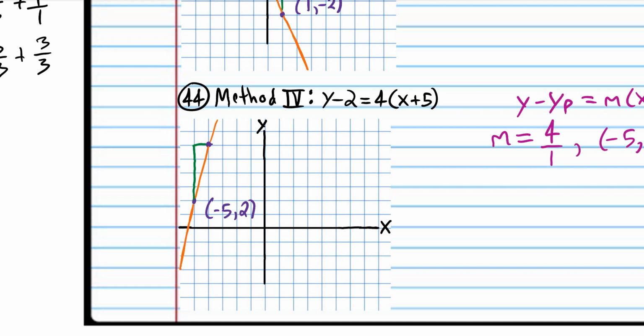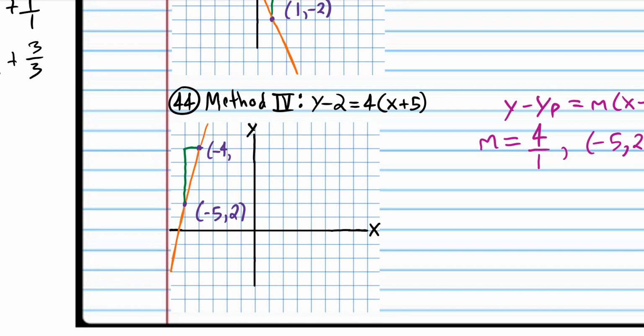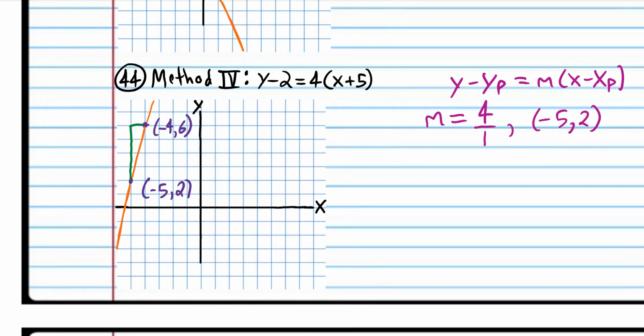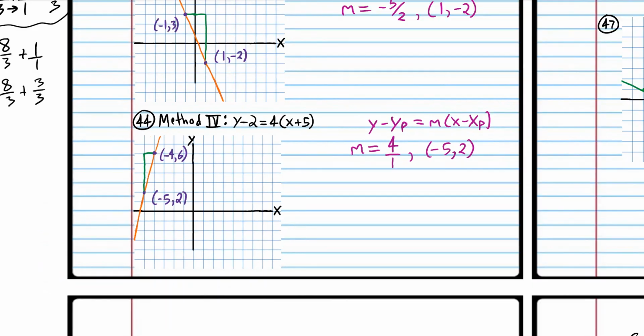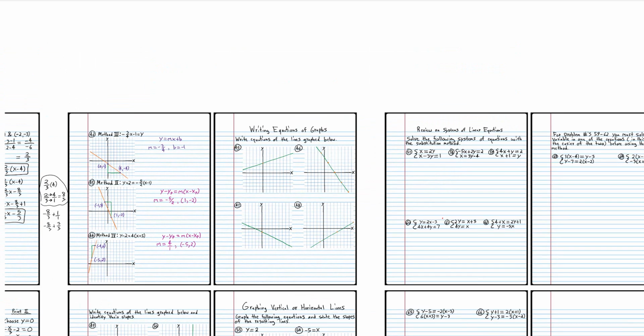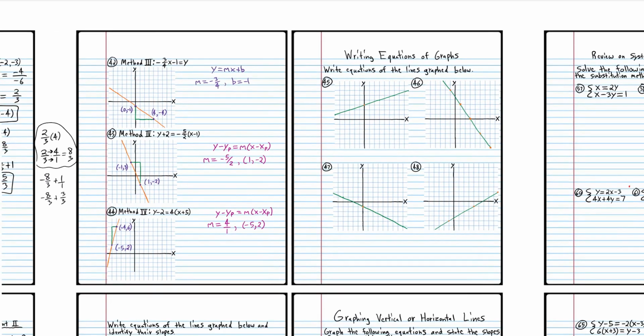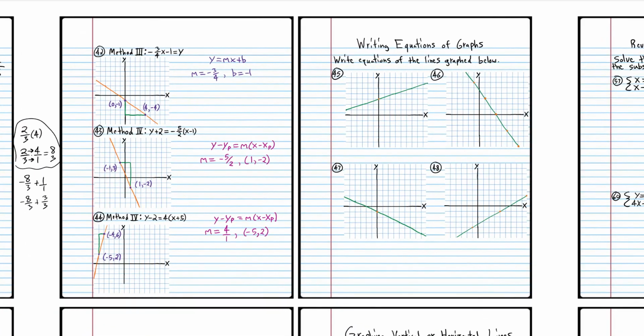And there you go. And let's go ahead and plot this point. So we started at 2 and we went up 1, 2, 3, 4. And we went over to the right 1. So we started from -5 and we'll go to -4. We started at 2 and we went up 4. So that would be 6. So if you got those answers, good job. All right, so those were the 4 methods for graphing linear equations.